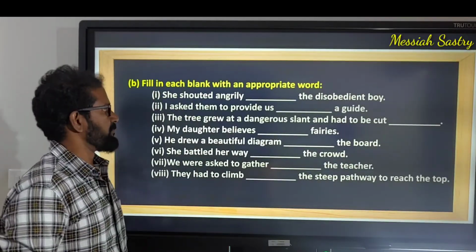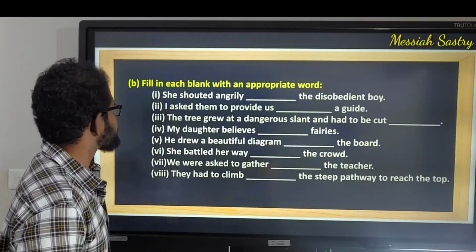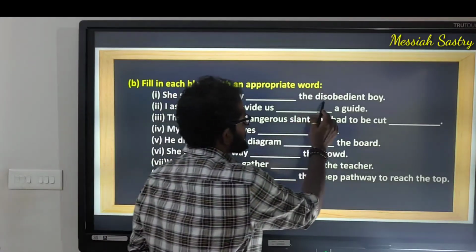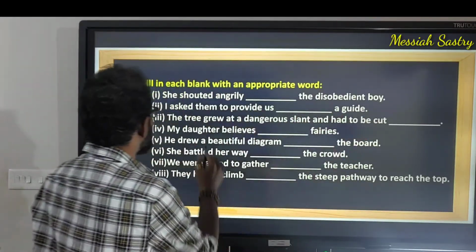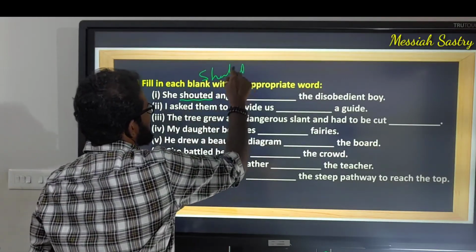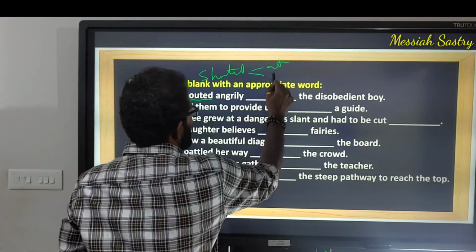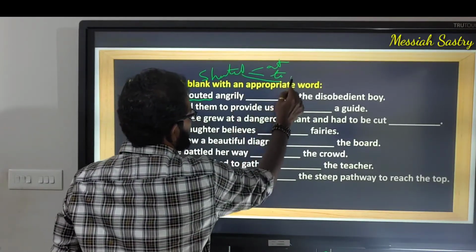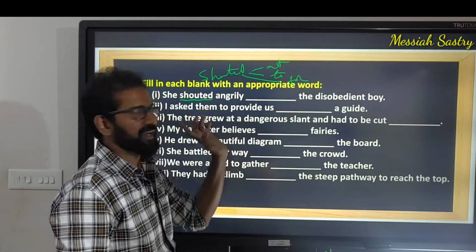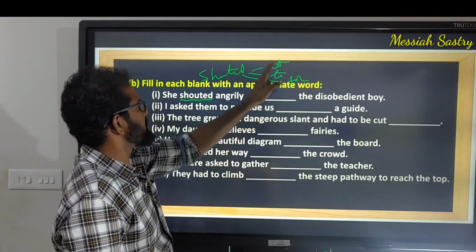Fill in the blanks with appropriate words. Now we are supposed to use prepositions here. She shouted angrily, dash, the disobedient boy. With shouted there is a possibility of using at: shouted to, shouted for, shouted at. We are supposed to know the difference. When you are angry at somebody, we shout at.